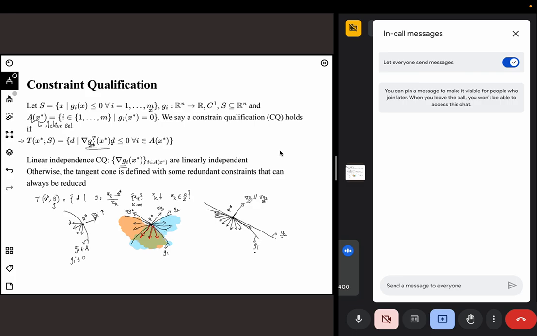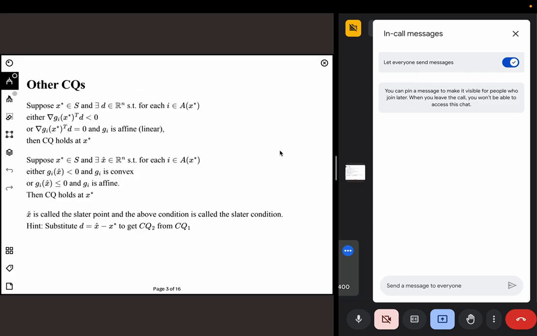So explicitly we are stating that if you have linearly independent gradients, then those are the G's that you should be using to describe your domain S. That is the first kind of constraint qualification we discussed last week. There are two other kinds of constraint qualification that we'll be discussing this week. This is CQ1, okay, let's put some name. This is CQ1 and this is CQ2.